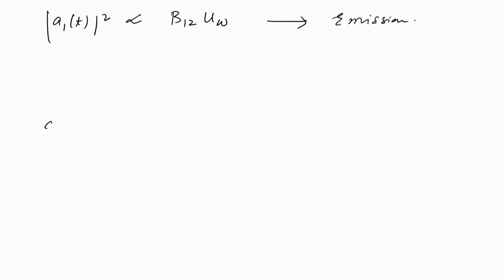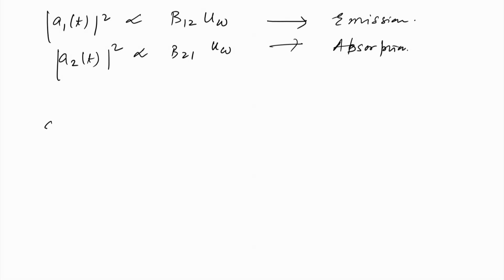and since mod C 1 t squared is proportional to B 1 2 u omega, which is the emission term, and C 2 t is B 2 1 u omega, which is the absorption term. So, B 1 2 equals B 2 1.